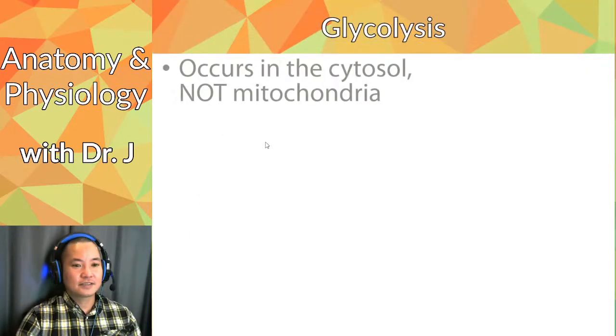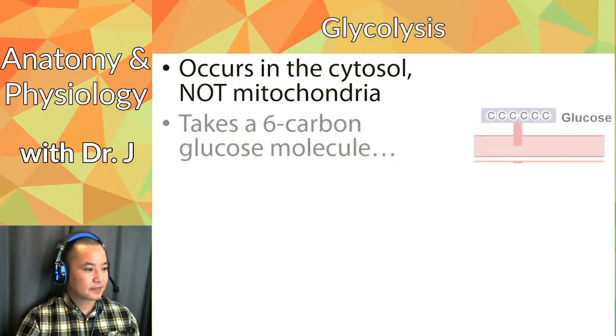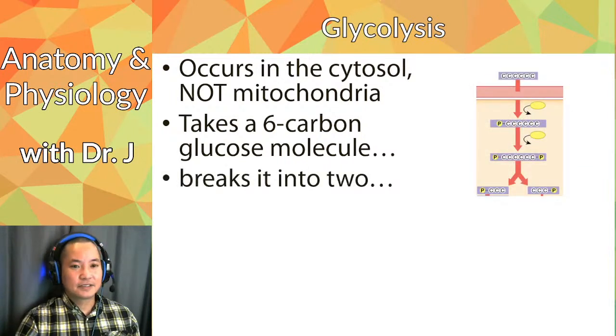So glycolysis occurs in the cytosol, so that's the liquid inside your cells, not in the mitochondria. That's one important part to get from this. So what is the initial reactant that goes into this process? You take glucose, and then you break it into 3 carbon molecules.